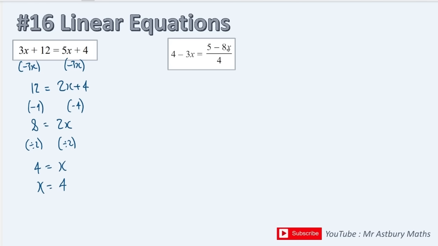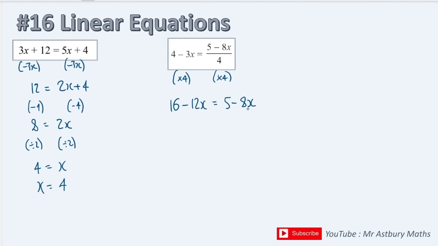Okay, next question. This is a real classic exam type question. Again, you've got this whole right side divided by 4. So the first thing I'm going to do is multiply both sides by 4. Now, you could introduce a bracket on the left side, but I'm literally just going to times each term by 4. So I'm going to get 16, because 4 times 4 is 16, minus 12x. And timesing by 4 on the right will cancel that divide by 4 on the right, which will just leave you with the numerator of 5 minus x.